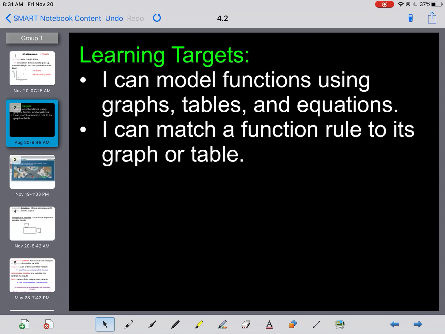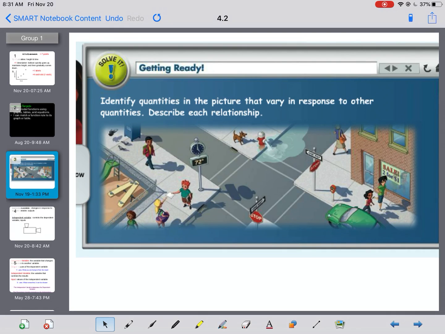Chapter 4.2 is all about patterns and linear functions. This one does have two parts, but by the end you should be able to model functions using graphs, tables, and equations, and match a function rule to its graph or table. All right, we're not going to spend a ton of time on this one, but this is just to show you in pictures what we're going to talk about in math today.